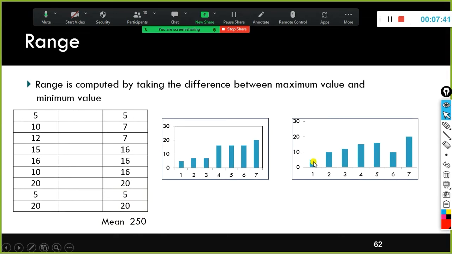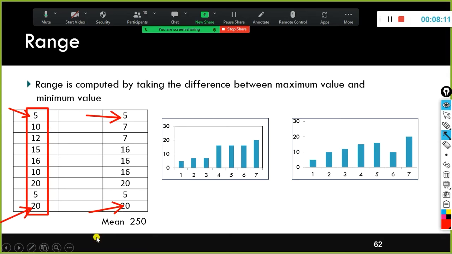We already discussed range. How do we compute the value for range? We compute the range by taking the difference between the maximum value and the minimum value. If you look at this data set, the maximum value is 20 and the minimum value is 5. Similarly, in the other data set, the maximum value is 20 and the minimum value is 5.